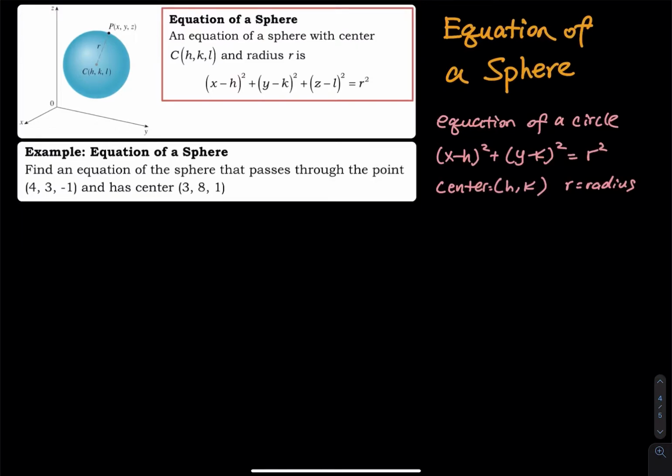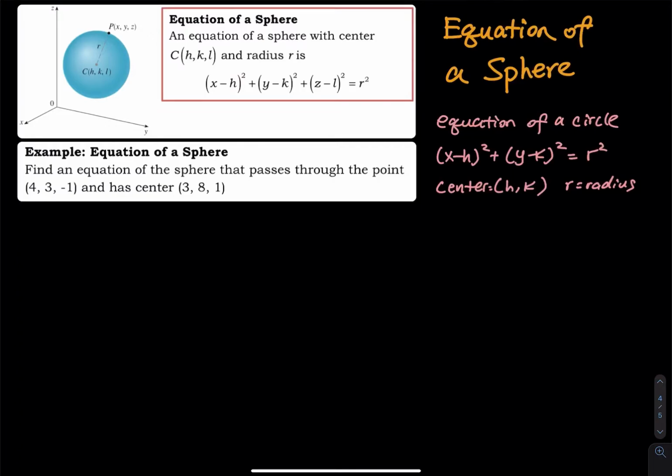So let's take a look at this question real quick. Find an equation of the sphere that passes through the point given and has the center (3, 8, 1). Take my advice again: for a 3-dimensional object problem, if drawing a picture is not necessary, don't do it. If you try to draw a picture for this one, it will just confuse you.